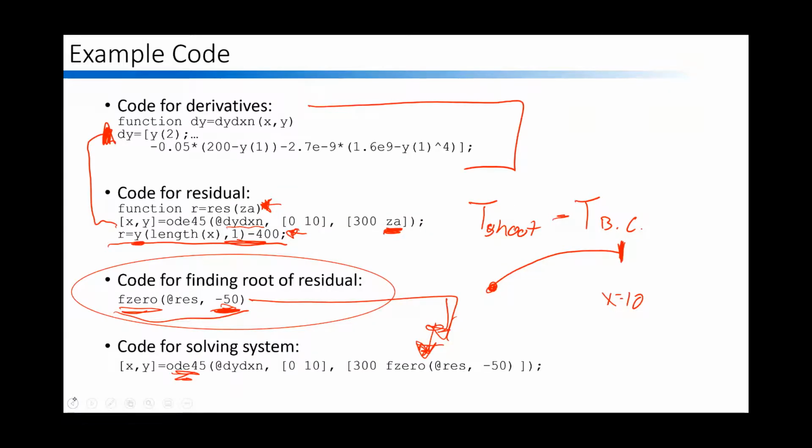Just as a rundown with these types of problems, we need to create a code for the derivative. We need to create a code that finds the zero of that derivative, so we can do this over and over again. And then we need to use a root finding method in here, and then we have all the information that we need to solve out that problem.